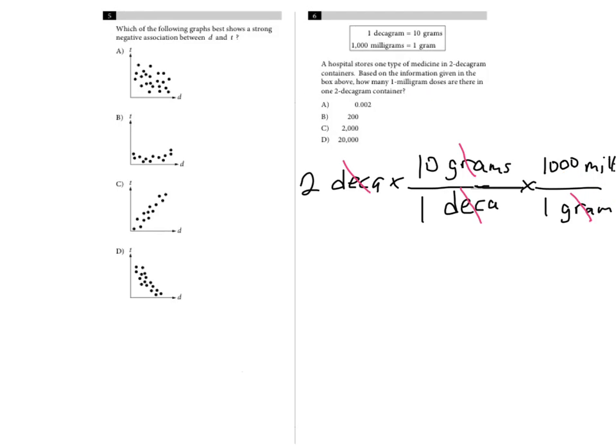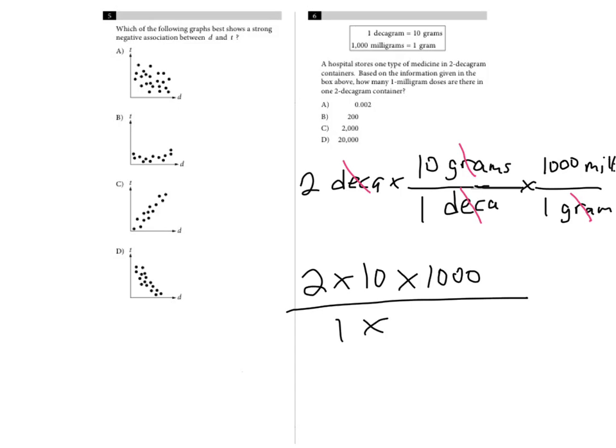So now the question is, how many? Again, as you may have learned in dimensional analysis, what you do is you multiply all your top numbers together, and then you divide by every number on bottom. So we'll do 2 times 10 times 1,000, and we divide all that by our numbers on bottom, which in this case is actually just 1 times 1. So that isn't too bad. We'll end up getting an answer choice of D, 20,000.